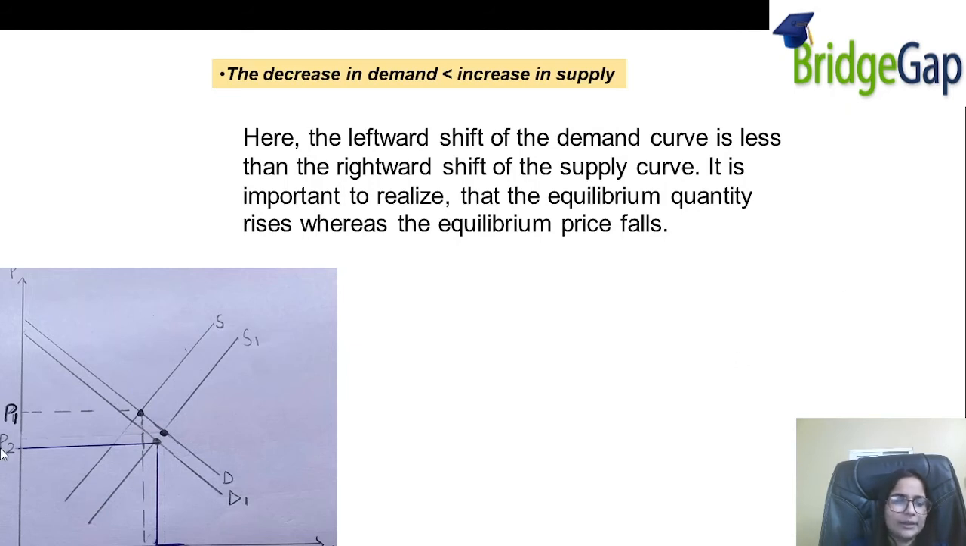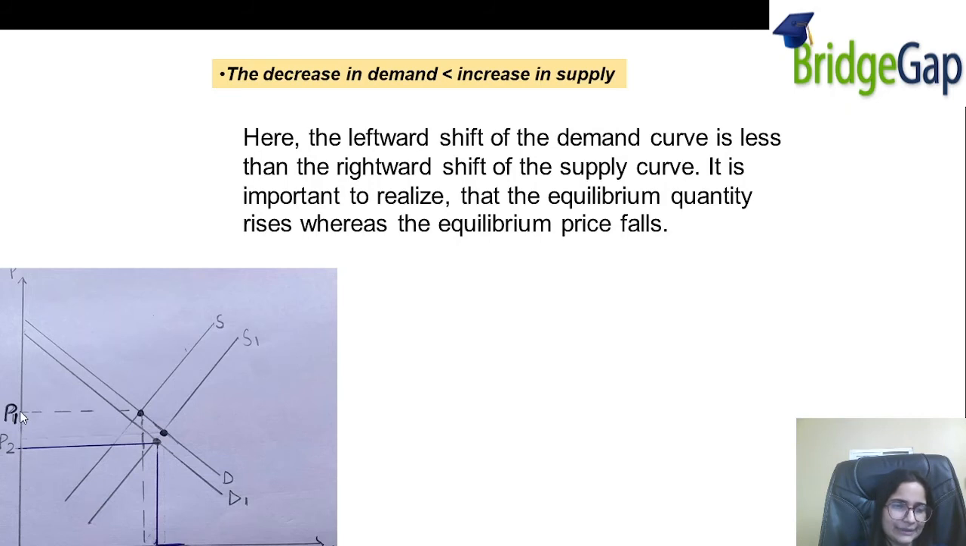So here you can see the demand curve D will shift towards the left. D1 will be our new demand curve. The new supply curve will be S1, because there is an increase in supply in a greater proportion than the decrease in the demand. So our equilibrium was over here at P1 and Q1. Now our new equilibrium lies over here at P2 and Q2.